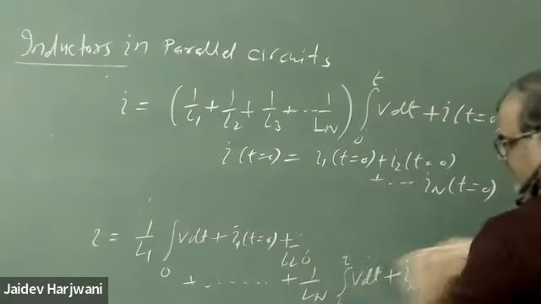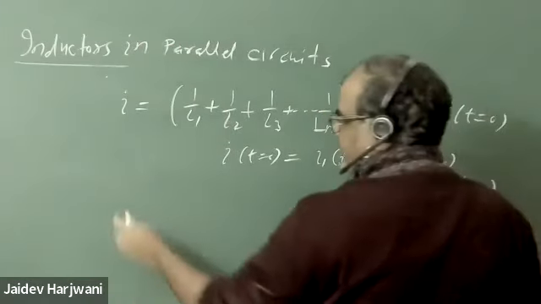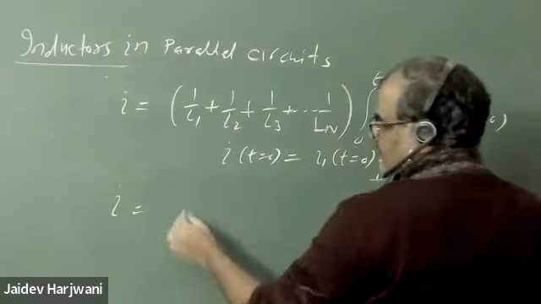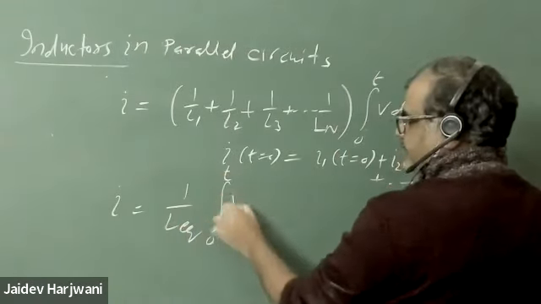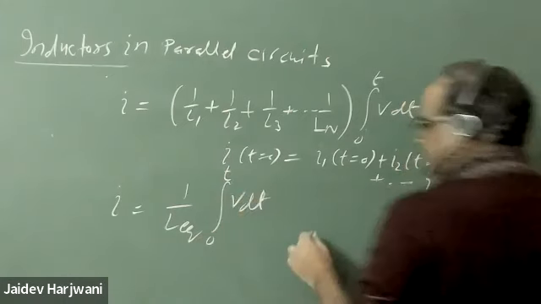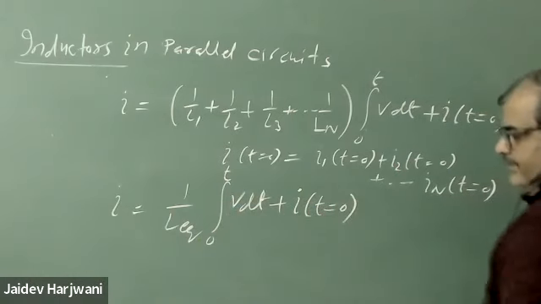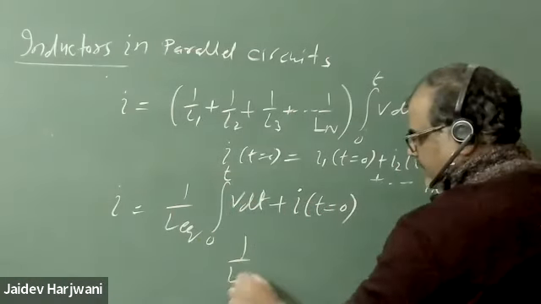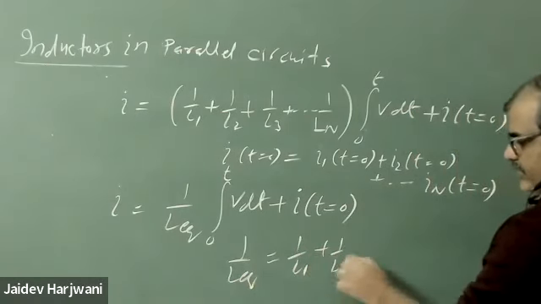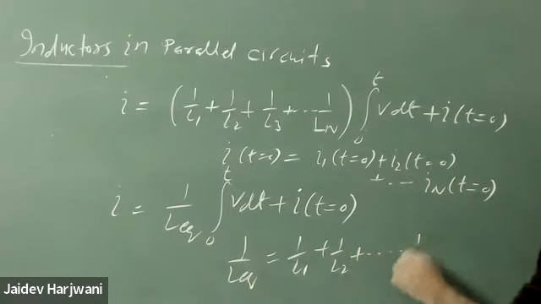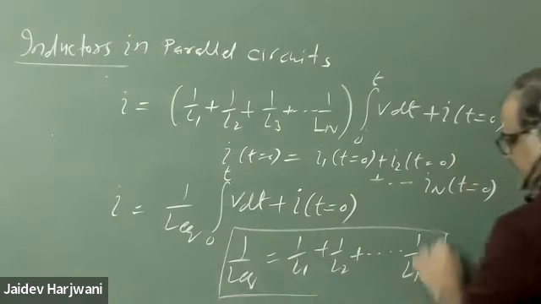So if I solve this further, I can write I equals 1 upon L equivalent, integral from 0 to t of V dt, plus the total current I at t equals 0, and 1 upon L equivalent is equal to 1 upon L1 plus 1 upon L2 and so on up to Ln. So it's the same as your resistance.